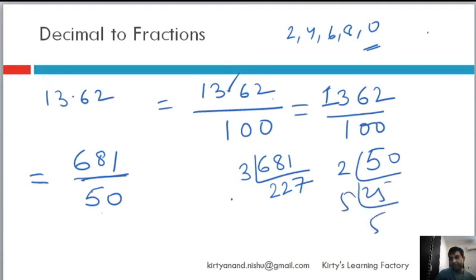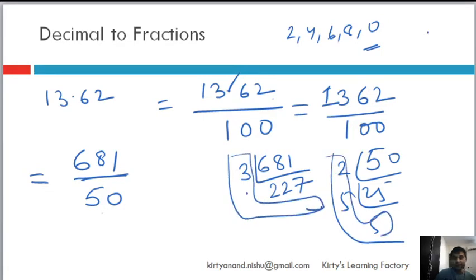So as you can see, there are no common prime factors between these two numbers, which means that this is now in the simplest form.